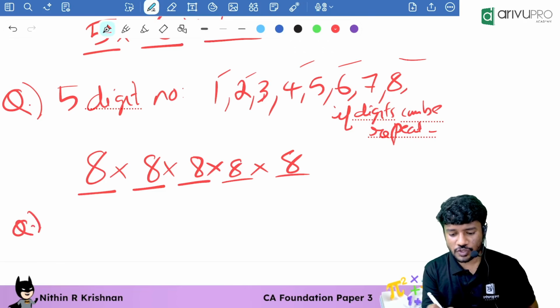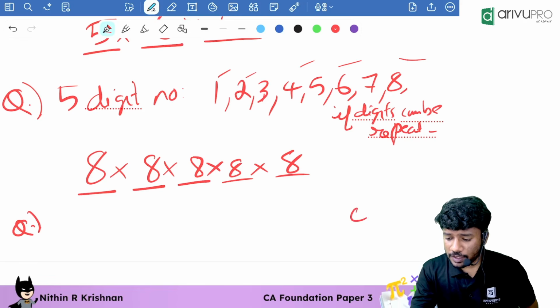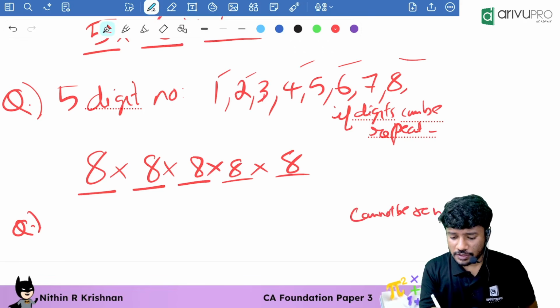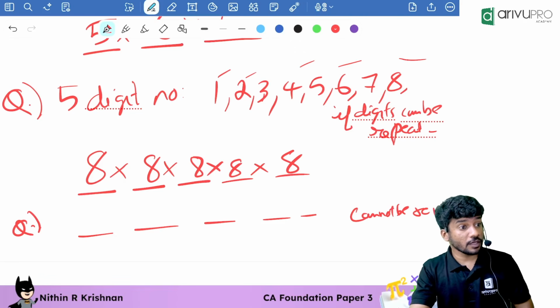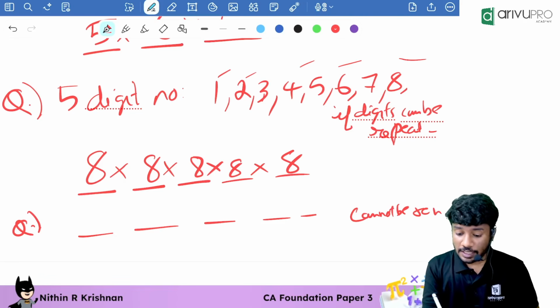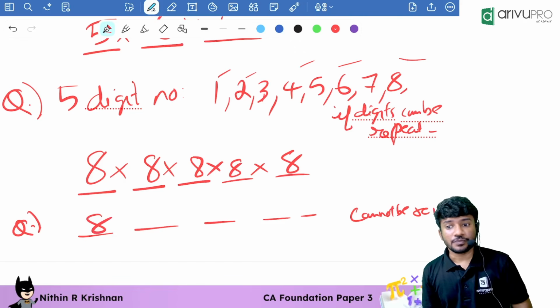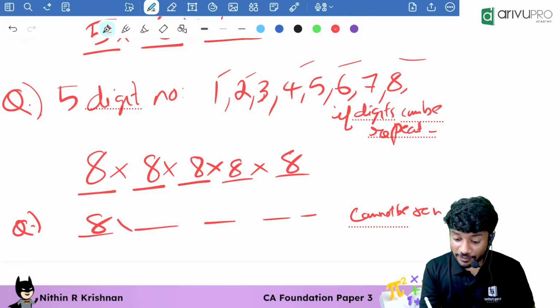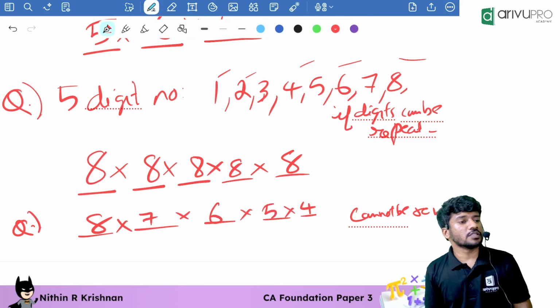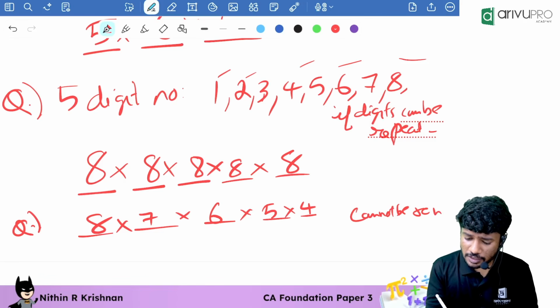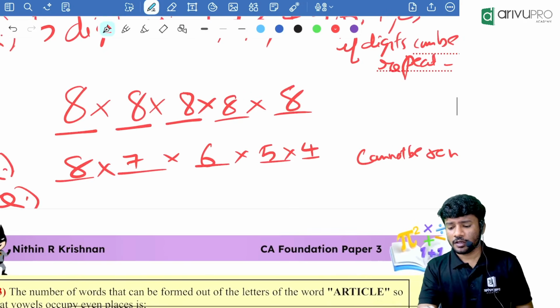Now, for the same question, a 5-digit number, when digits cannot be repeated, what is the answer? Cannot be repeated. What will be the answer? How many numbers are there in total? 8 numbers are there. 8 people sat in the first place. Now, how many are remaining? 7. That means 7 into. Then 2 people already sat, so 6 into, 5 into 4. This is the way. Now I will make the question a little easier for you.